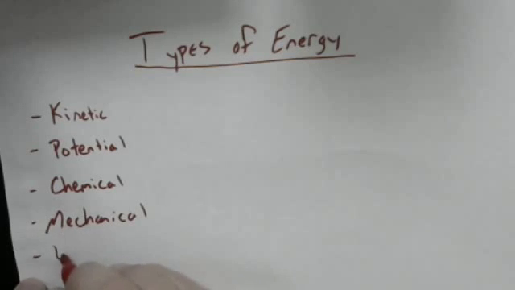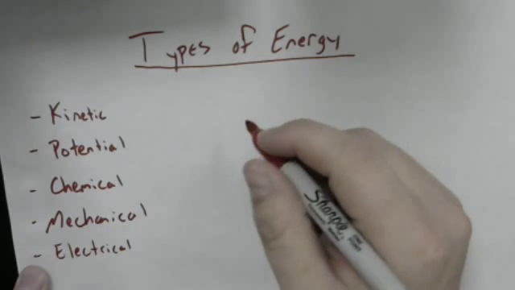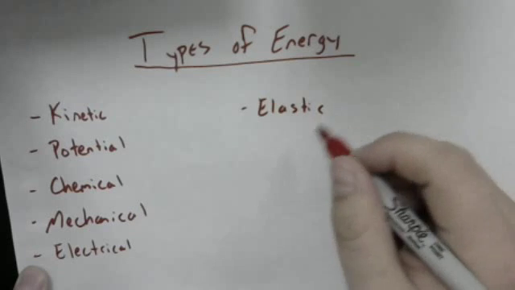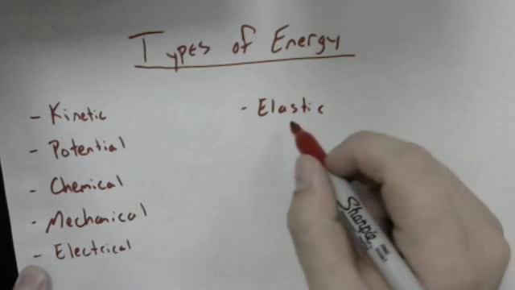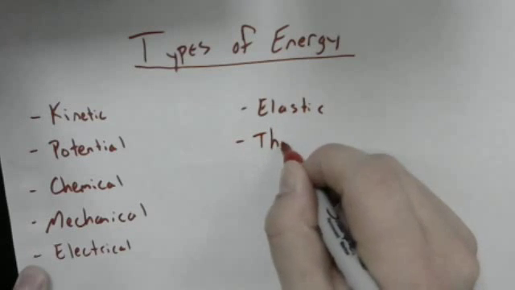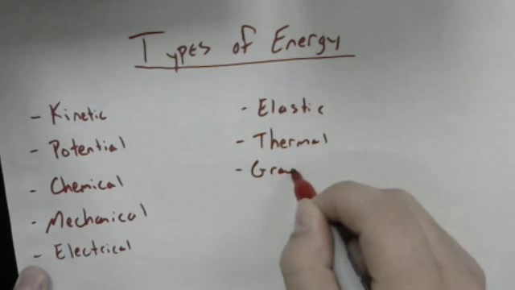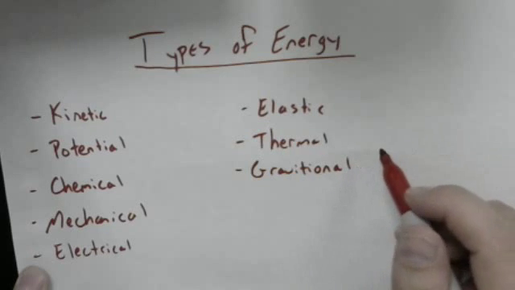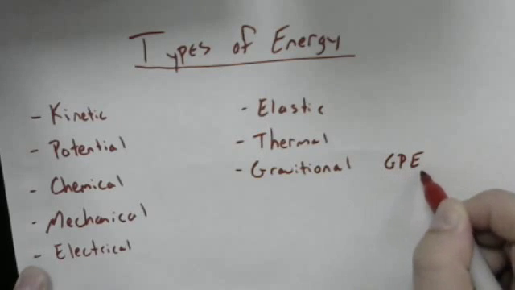Let's see what else. We got electrical. Y'all know what electrical energy is. We find that every day. We use it every day. It's powering my lights right now. Elastic. That's energy stored in either some kind of compression or stretching, like a rubber band. That would be elastic energy. Thermal energy, that's heat energy. Gravitational energy, that's just energy stored from gravity. Mainly that's going to be potential energy. We call it GPE. That's gravitational potential energy.